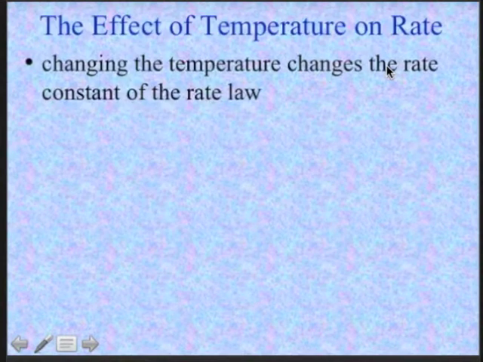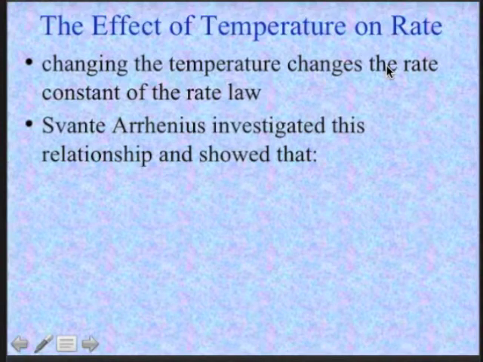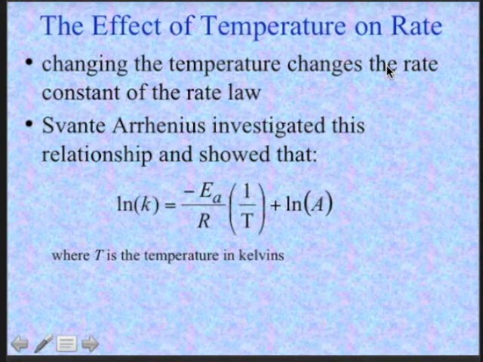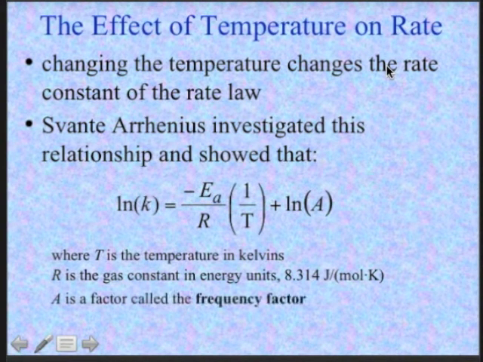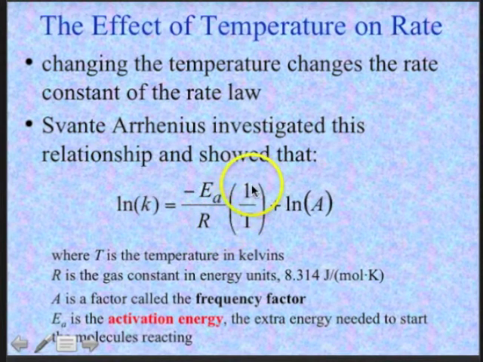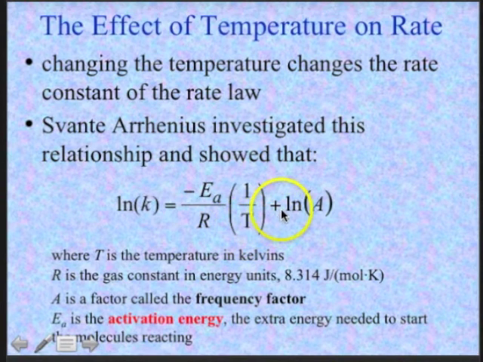So changing the temperature changes the rate constant of the rate law. And Arrhenius investigated this and showed a relationship involving the activation energy. So the natural log of the rate law constant equals minus E sub A over R times the inverse of the absolute temperature, plus the natural log of A, where R is the constant, 8.314 joules per mole K.